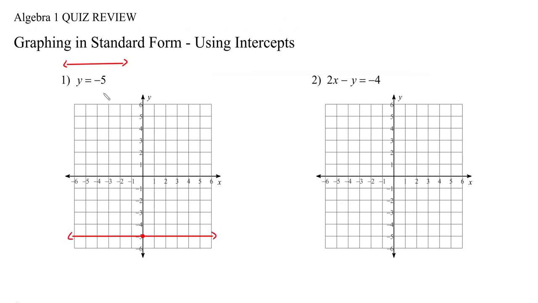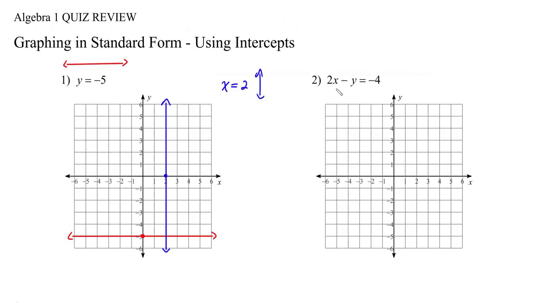Remember also, if you get an equation that says x equals a number, say for example, x equals 2, that is going to be a vertical line. So that would just go through 2 on the x-axis. So I would put a point on 2 and then take my straight edge and draw a line vertically going through 2 on the x-axis.